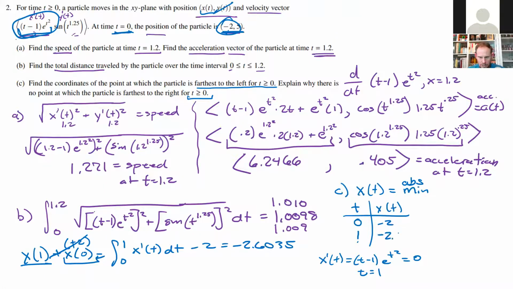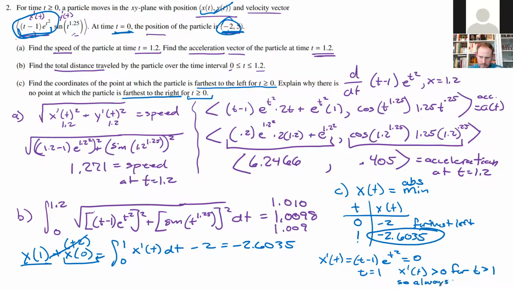That's -2.6035. There is the farthest to the left. Explain why there is no point where it's farthest to the right. So it's always going to be increasing after that. So x prime of t is greater than 0 for t greater than 1. So always moving right after for t greater than 1.